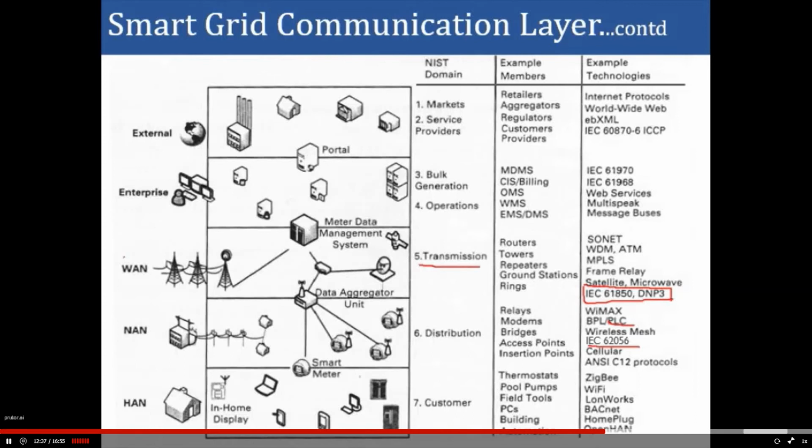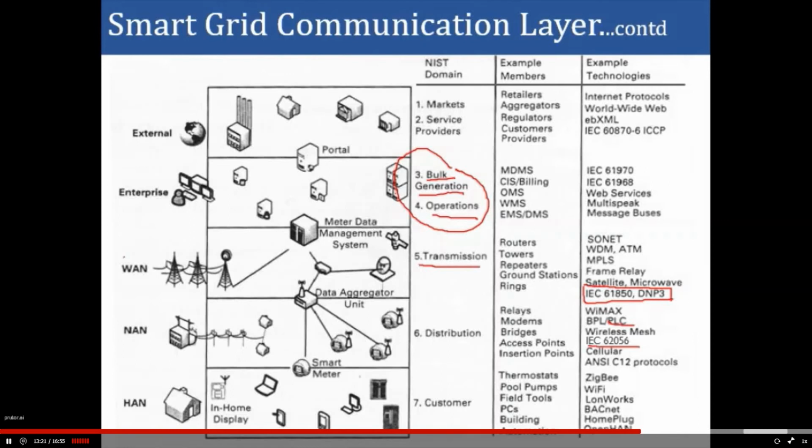At the enterprise level, we will have mainly the enterprise related operations and the operations related to bulk generation. Here all the software applications will be utilized for better monitoring and control of the system. The example applications are the metadata management system, customer information system or billing, outage management system, workforce management system, energy management system, distribution management system, and these SCADA applications. All these applications are part of the enterprise layer of the communication.